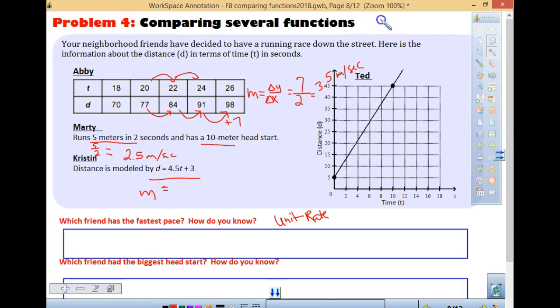Keeping in mind that when we write an equation, our slope is always what's times the variable, right? So if we are looking at this equation, what would you say my rate is? 4.5. We look at this one.